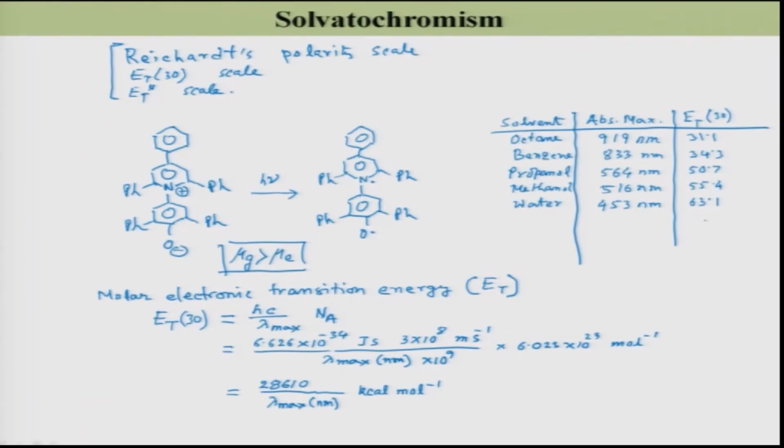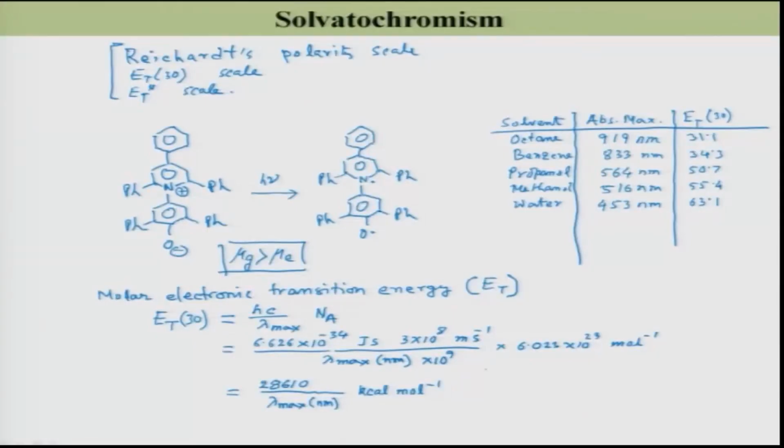So, this is actually not that good a scaling. The scale should start from 0 and go to 1 or 100, like that, then this scale looks much better. So, what he did, he just normalized. Instead of ET30, he used a normalized ET30. So, let me write over here the normalized ET30 scale, which is denoted by ETN.